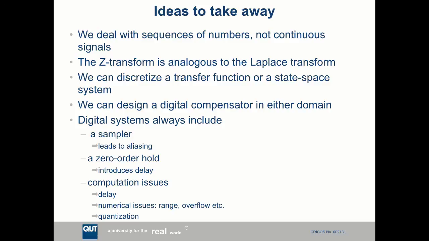Digital systems always include a sampler, and samplers always lead to aliasing. Yeah, so anti-aliasing filters are going to be your friend. Zero order hold, you're always going to have a zero order hold. It might be explicit in a D to A converter, or it might be implicit in setting the registers in a PWM motor driver. Yeah. You always have a zero order hold, and it introduces a delay. You need to account for that.